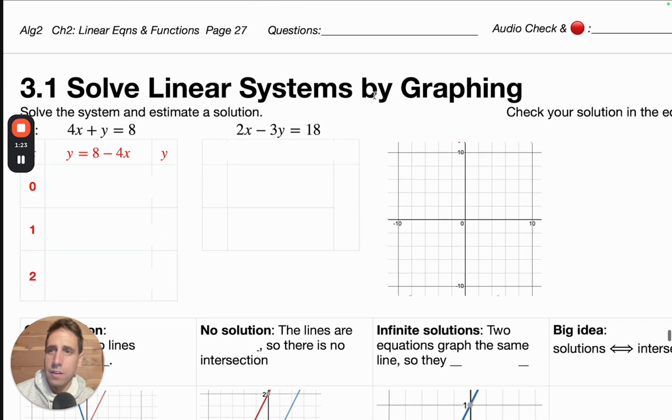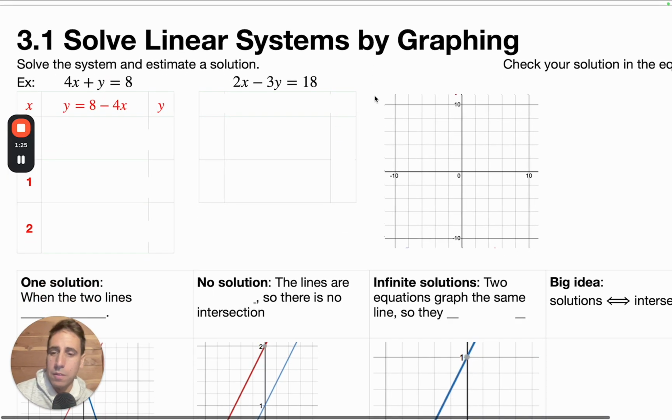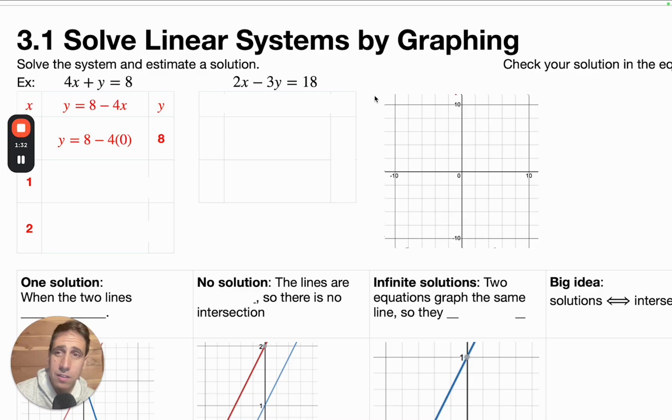And then I'm just going to put them in. You can see here, when x is 0, it becomes 8 minus 4 times 0, which is just 8. 4 times 1 is 4, so 8 minus 4 is 4. And 4 times 2 is 8, and 8 minus 8 is 0. So doing the multiplication and then the subtraction, you get these numbers.